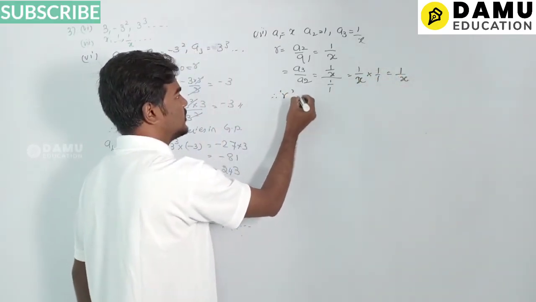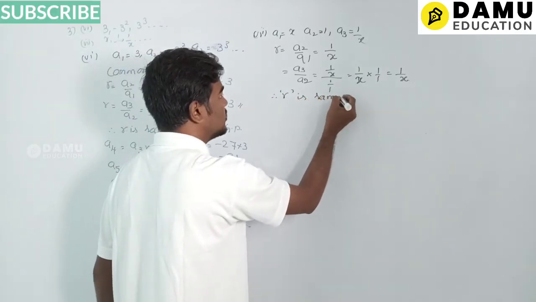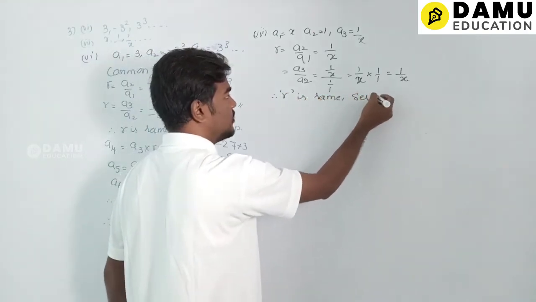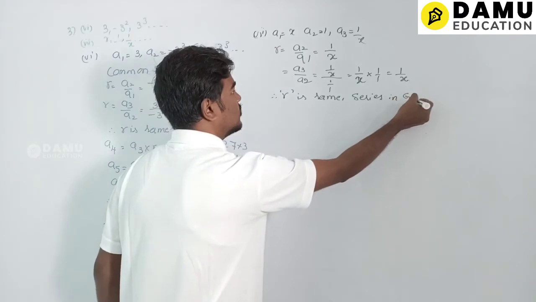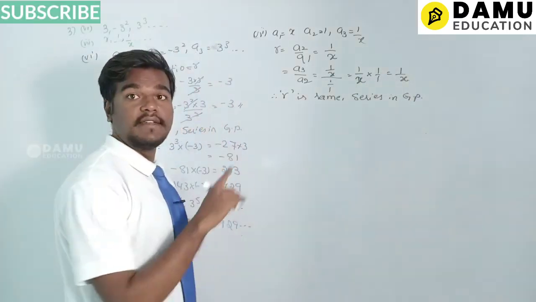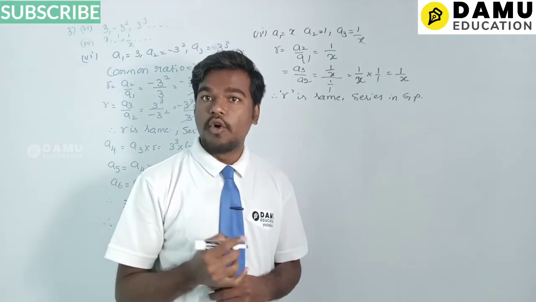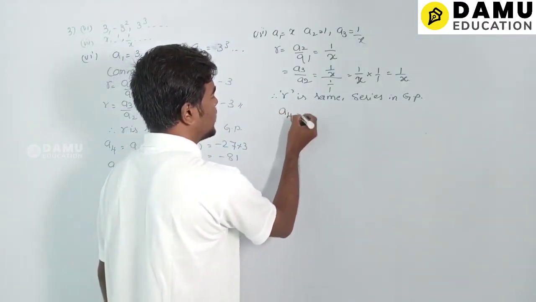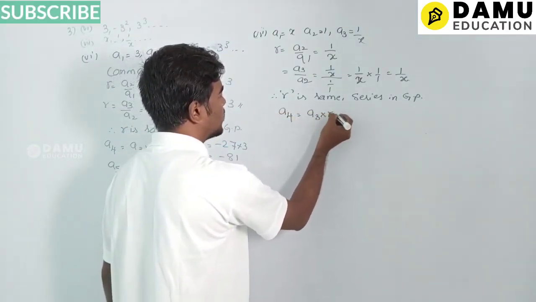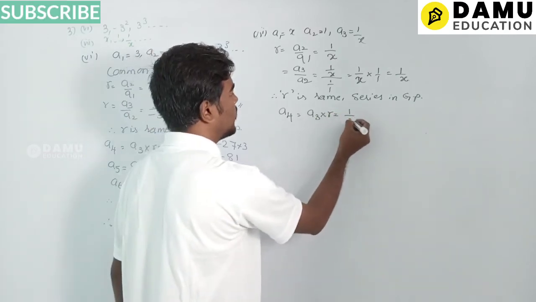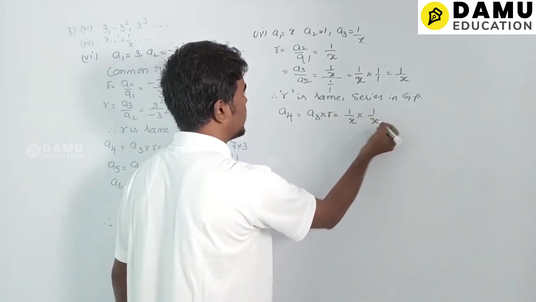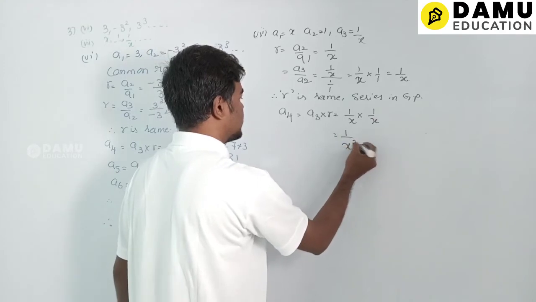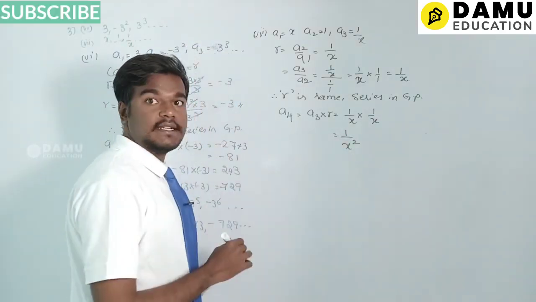Therefore R is the same. So the given series is in geometric progression. Now what you can say here is, A4 will be equal to A3 into R. So A3 will be equal to 1 by x. R will be equal to 1 by x. That is 1 by x square. So that is the fourth term.